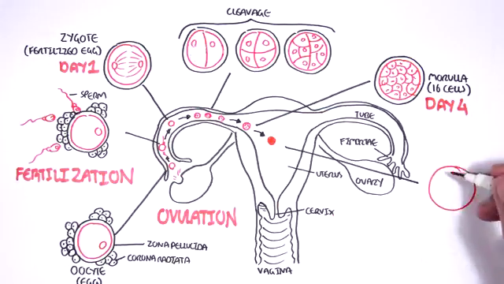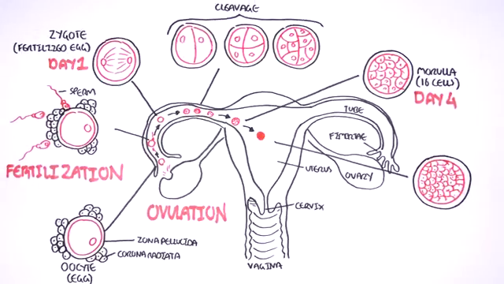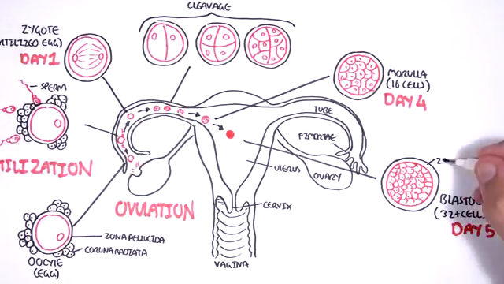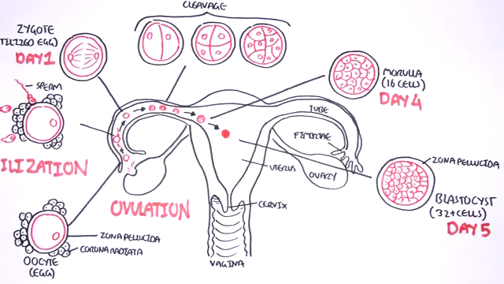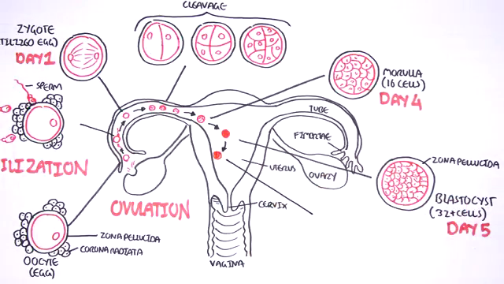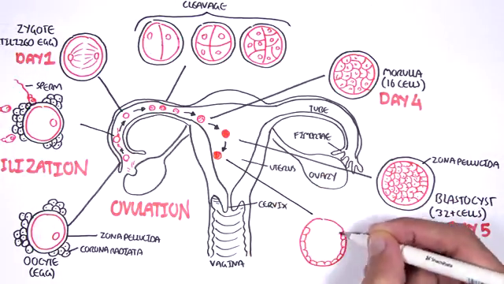This morula will divide again and form a blastocyst, which is a collection of 32 or more cells. These cells that I'm talking about are essentially embryonic cells. So all these cells within the blastocyst are embryonic cells. The blastocyst is still surrounded by the zona pellucida. The blastocyst will now implant into the growing uterine wall.